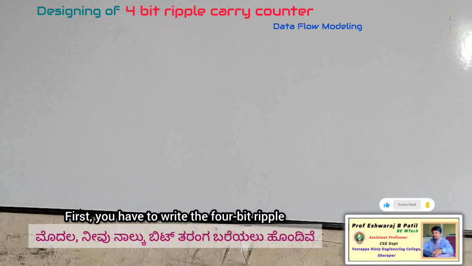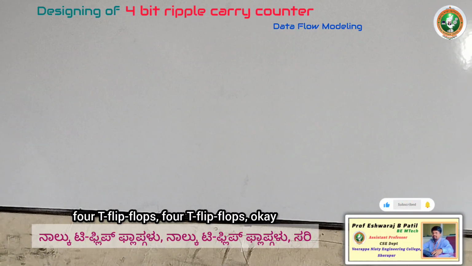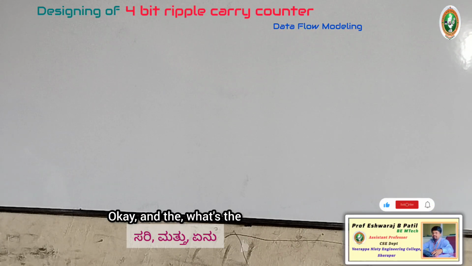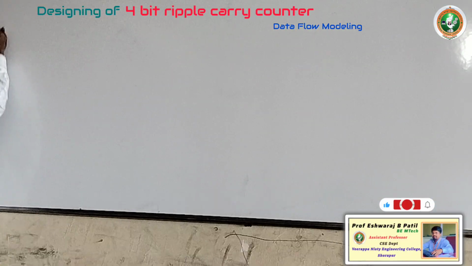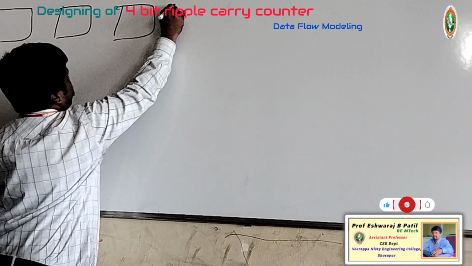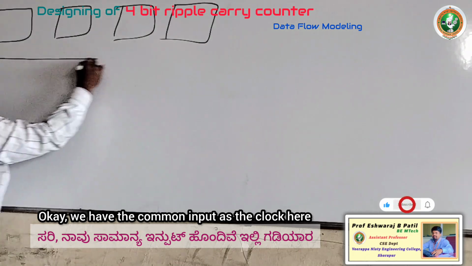First, you have to write the 4-bit ripple carry counter, which can be designed with 4 T flip-flops connected to one another successively. How is the 4-bit ripple carry counter designed? Just look at the figure. We have the common input as the clock here.